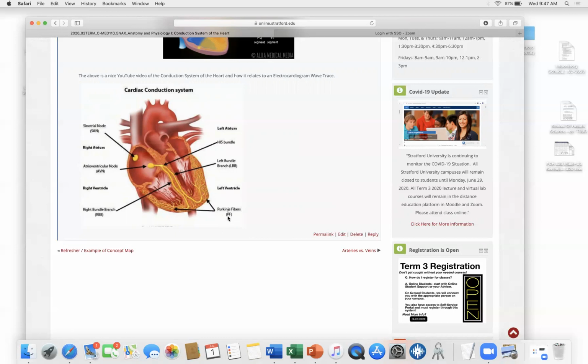And yes, another histologist named Purkinje named those fibers. I hope one day to find something in the human body so I can name it the Garais fiber or the Garais ventricle, who knows.